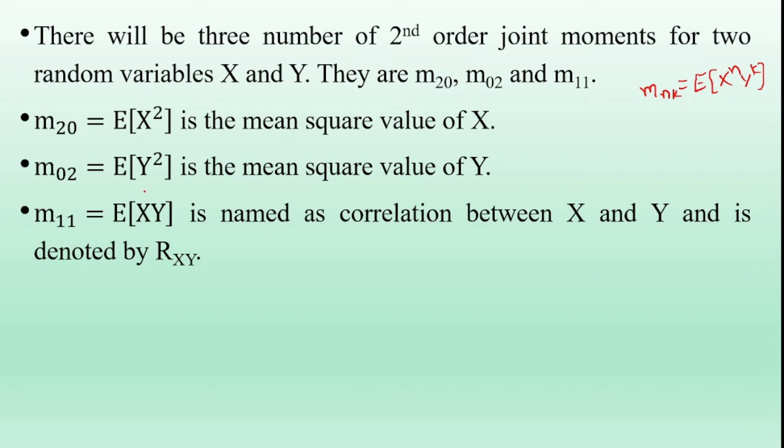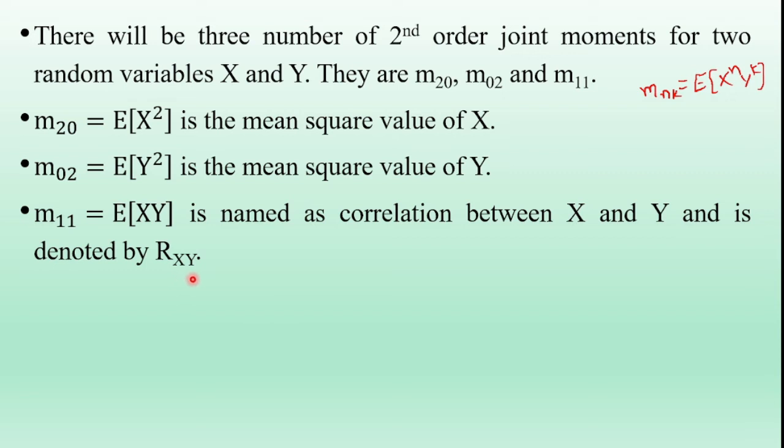And one more second order moment is m11. In this general expression, substitute n is equal to 1, k is equal to 1, we get m11 moment, which is equal to expectation of xy. So m11 or expectation of xy is called the correlation between the random variables capital X and capital Y. And the correlation between the random variables X and Y is denoted by r suffix xy.